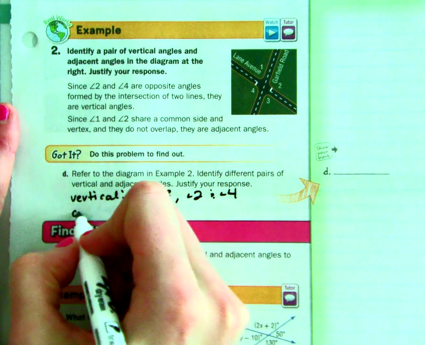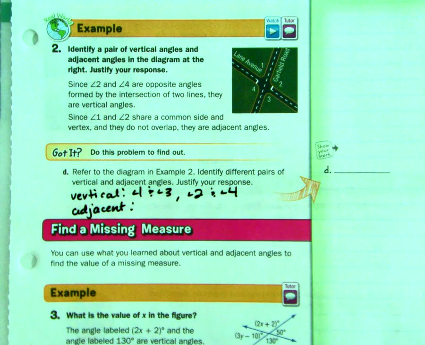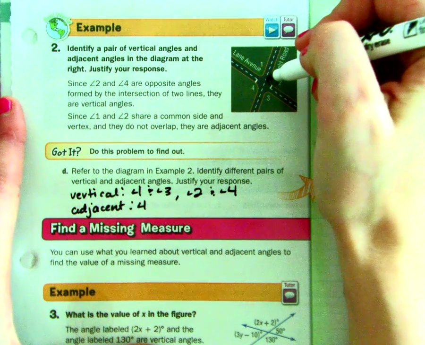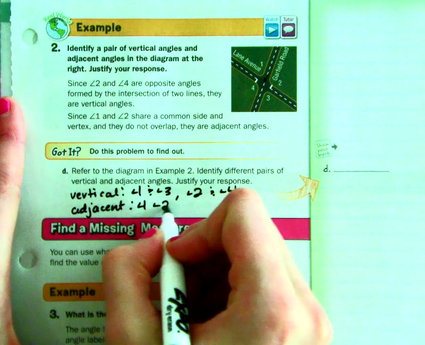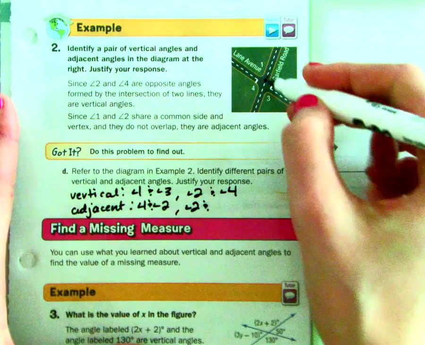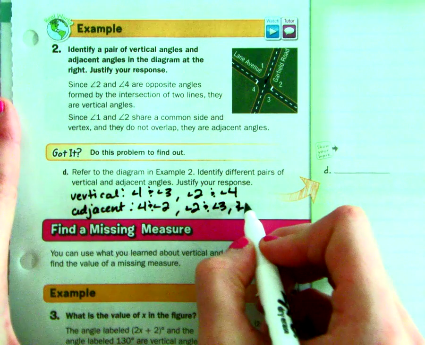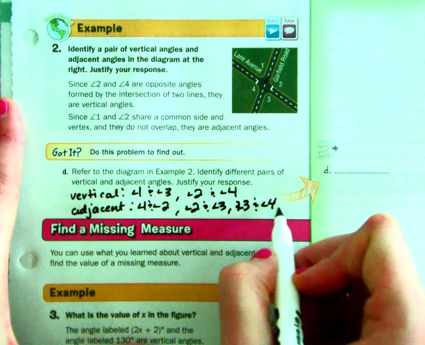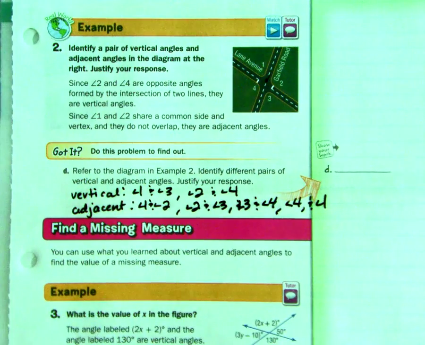Okay? Then I have adjacent angles. And again, adjacent angles share a common vertex and a common side. So I'm going to start with angle 1 again. When I look at angle 1, I figure out where is the common vertex and then a common side. Well, that would share with angle 2. Then I'm going to start with angle 2. I'm going to do the same thing. Where's a common vertex and a common side? That would be angle 3. Then I'm going to go to angle 3. I find a common vertex and a common side, which would be angle 4. Then I go to angle 4. Common vertex and common side would be angle 1.